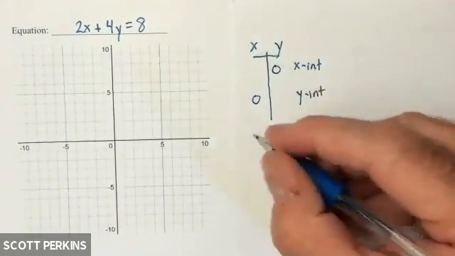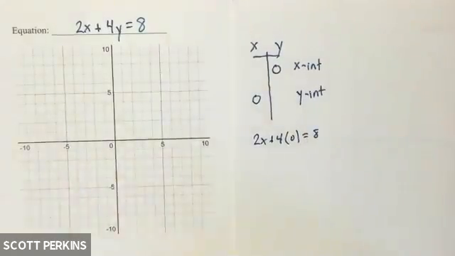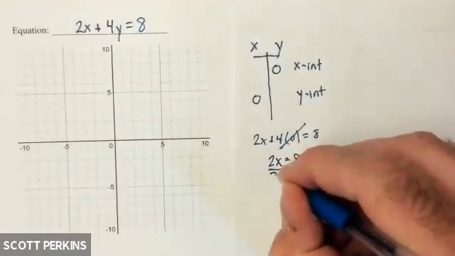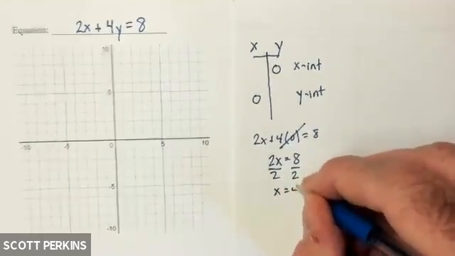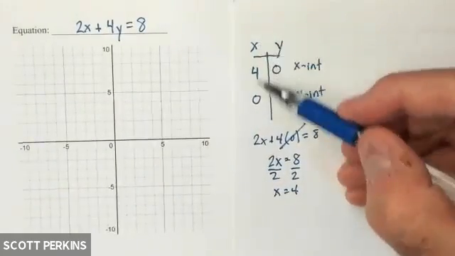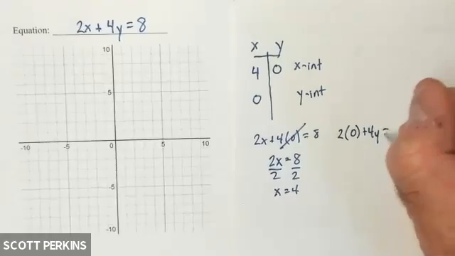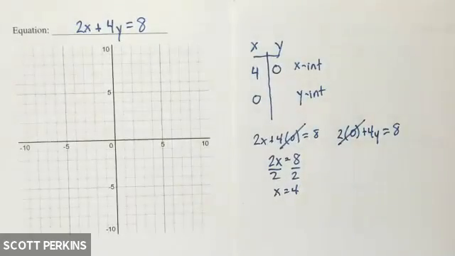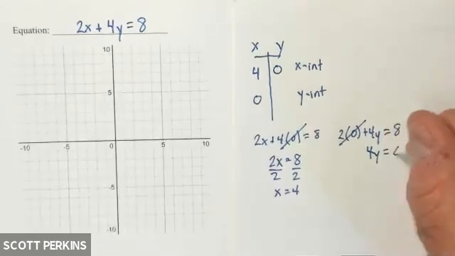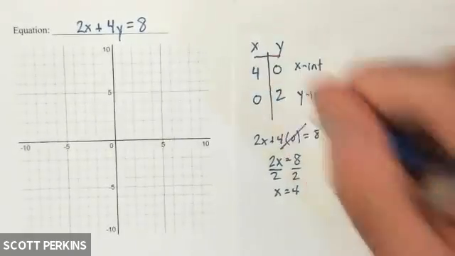So when I plug in the 0 for y, I've got 2x plus 4 times 0 is equal to 8. 4 times 0 is 0, so I have 2x equals 8. And when I divide by 2, the x value is 4. So that's the x value I'm going to plug in right there. Do the same thing. I'm going to plug in the x value 0. So 2 times 0 plus 4y equals 8. 2 times 0 is 0. That's the whole benefit to the intercept method, is the arithmetic works out a lot smoother. And I have the y value 2.